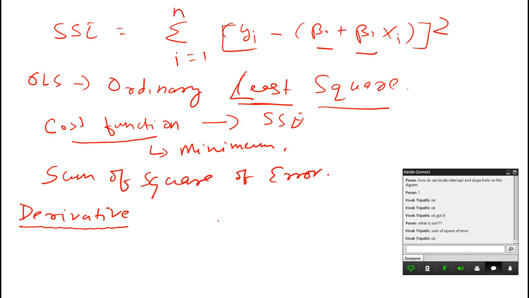Okay, so we use derivative for that. So for example, there is a function here. So how do we know this function, how do we minimize this?